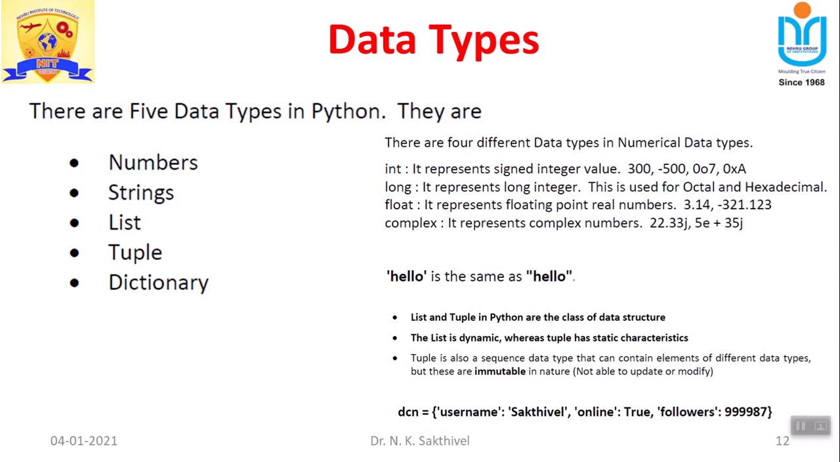As far as list is concerned, it is editable. After entering, the data can be updated. Whereas a tuple is read only, it is protected, so you cannot edit. So it is called immutable. Understand? So a tuple is nothing but immutable.